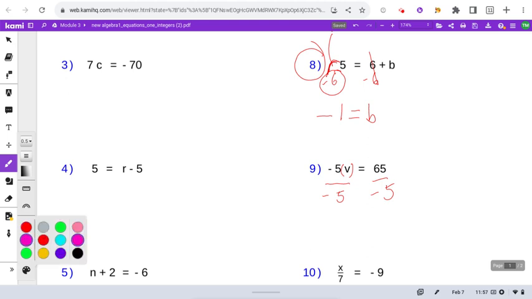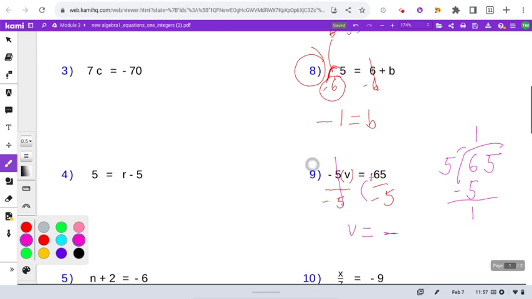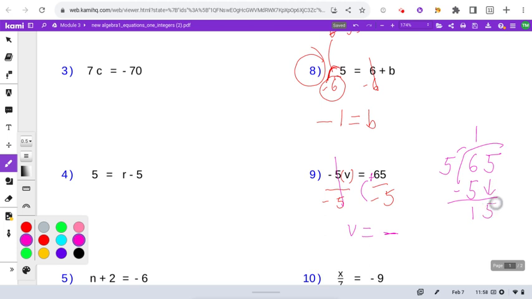So the 5's on the left would cancel each other. You'll be left with v. Now, once again, you know that this is a positive 65. Negative 5, your answer will be negative. And then you would do 65 divided by 5. 5 into 6 once. 5 times 1 is 5. You'd subtract, get a remainder of 1. Drop down the 5. 5 times 3 is 15. So your answer would be 13, a negative 13.